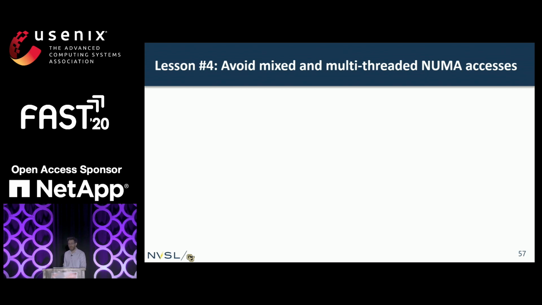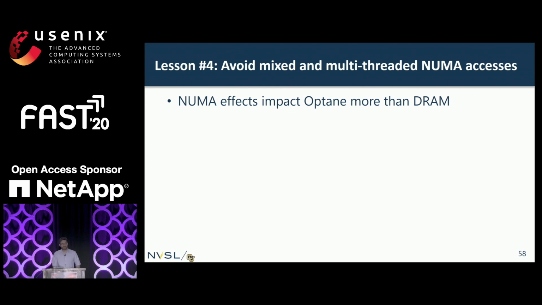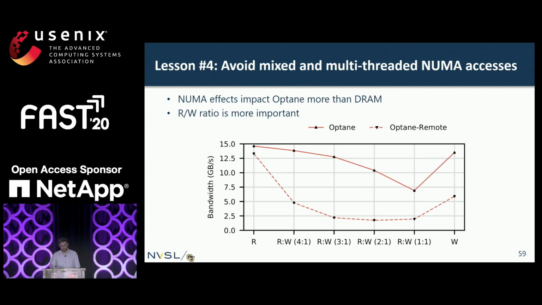So the final lesson that I have is to avoid mixed and multi-threaded NUMA accesses. And really, there's not a lot to say other than that NUMA effects impact Optane a lot more than DRAM. We didn't investigate this perhaps as much as all of our other lessons, but this seems to be a second order effect of the slower media. In particular, the read-write ratio of accesses to NUMA becomes much more important. That is, if we have mixed workloads as opposed to pure reads or pure writes to remote Optane, we're going to see this degradation in performance as opposed to a pure read or pure write workload.